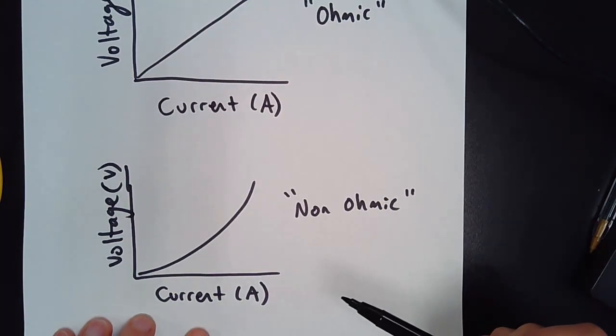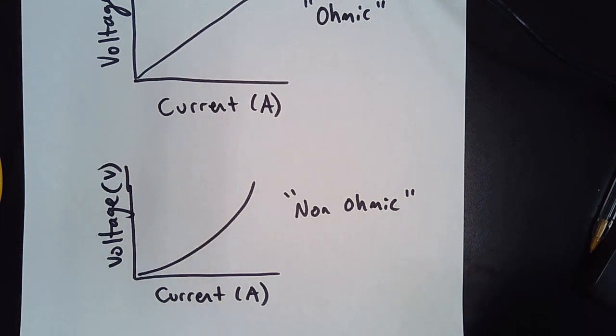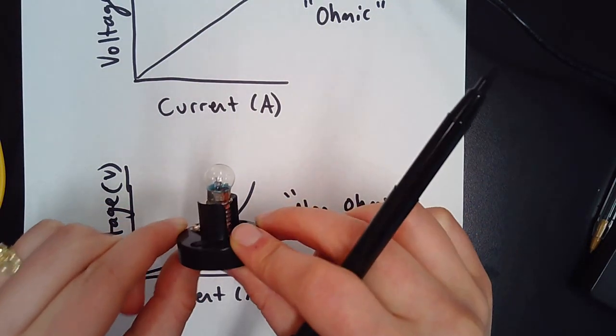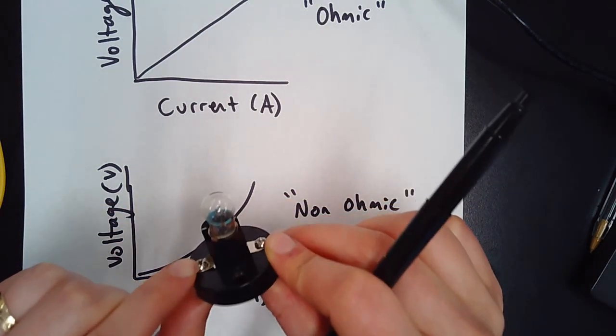And there's certain factors that affect this, one of which is temperature. You don't have to understand exactly why temperature affects it, but the longer you leave a light bulb on, the more voltage that you need in order to drive this current.